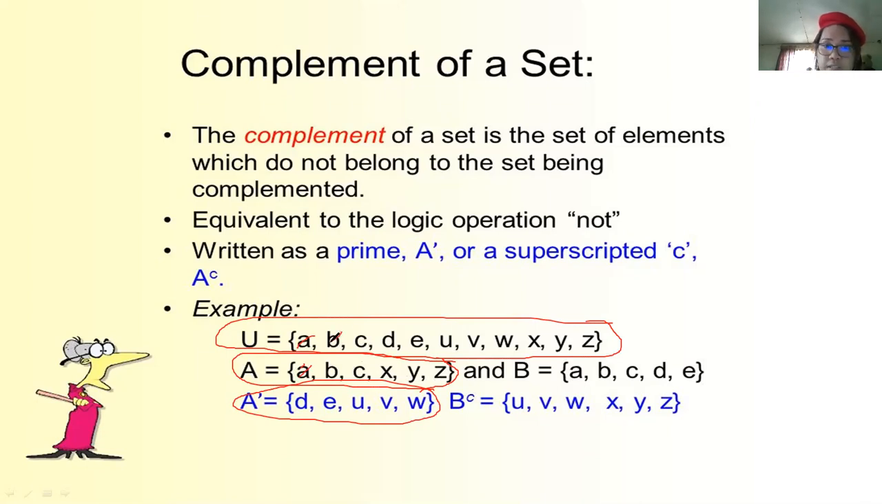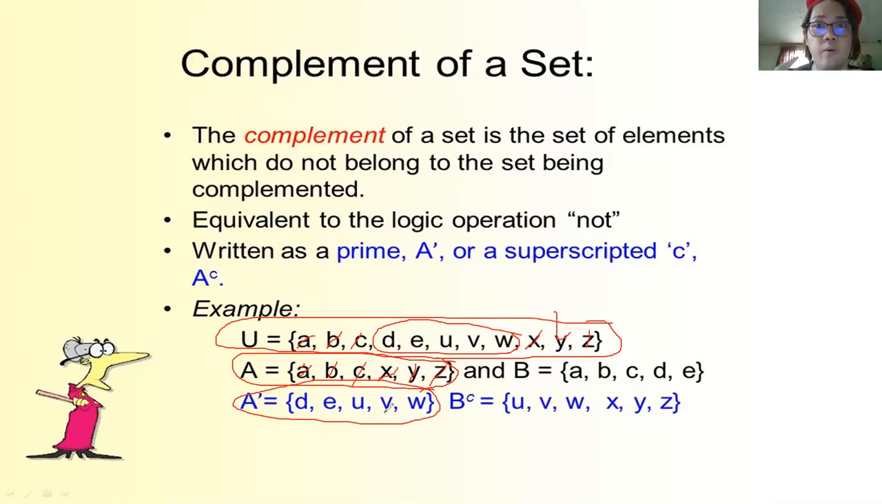With respect to the universal set, we have B, we have C, we have, what else? Try to help me. X, okay. Y, yes, there is Y. We'll just mark them. Z, okay, mark Z. Okay, what's left on the universal set? This, the D, E, U, V, W. That's why the complement of A is D, E, U, V, W.